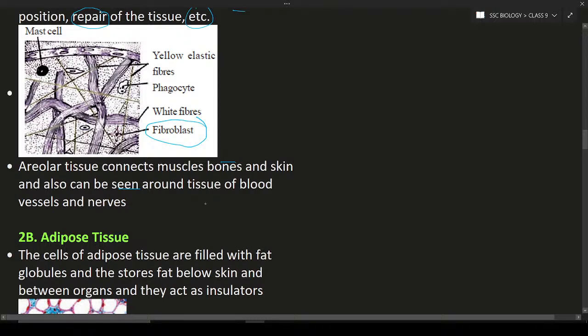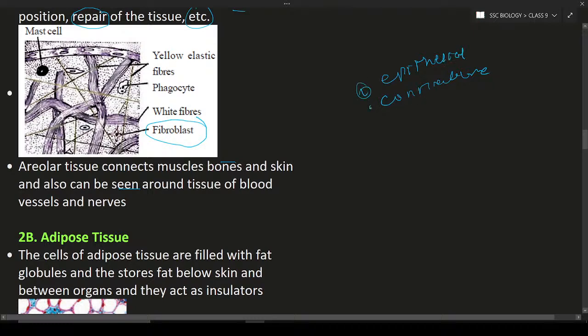One is muscle tissue, next is nervous tissue, connective tissue, and epithelial tissue. These are the four types of tissue. Okay, so what is the first one? First one is connective. Just now we have discussed connective tissue. Before the connective tissue, we discussed a type of tissue known as epithelial tissue.